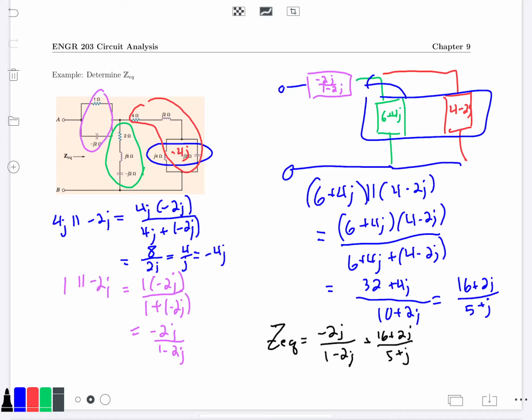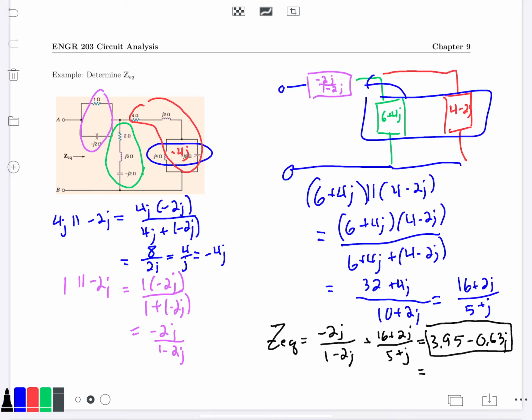Now it turns out your calculator can do imaginary number arithmetic. And so I'm going to put this in my calculator here and see what I get. Save myself some time of trying to do all that algebra there. And what I get, if I round it, is 3.95 minus 0.63J. So that right there is the equivalent impedance.